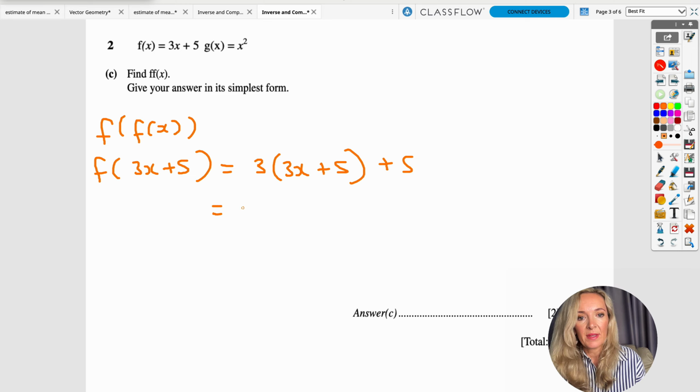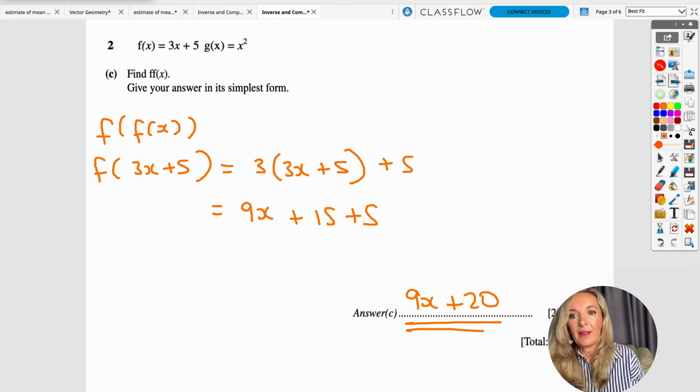So for 2 marks, let's simplify it very carefully. We get 9x plus 15 plus 5. So the final answer, if we simplify, is 9x plus 20. Okay.